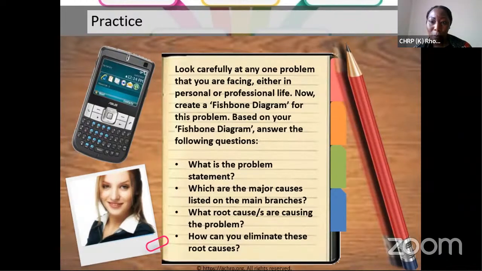What is causing all this problem? What is causing all this fear? What is causing all this inaction? Then how can you eliminate and how can you deal with this? Are there trainings that you need to attend? Is there capacity building that you need to do so that you're able to diversify? And what are the timelines?